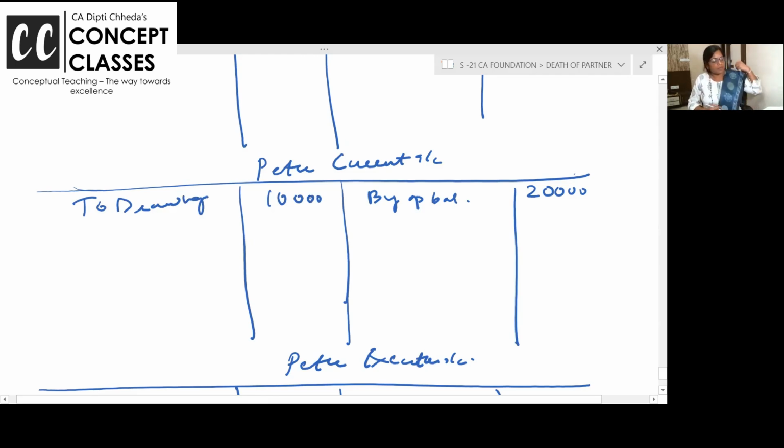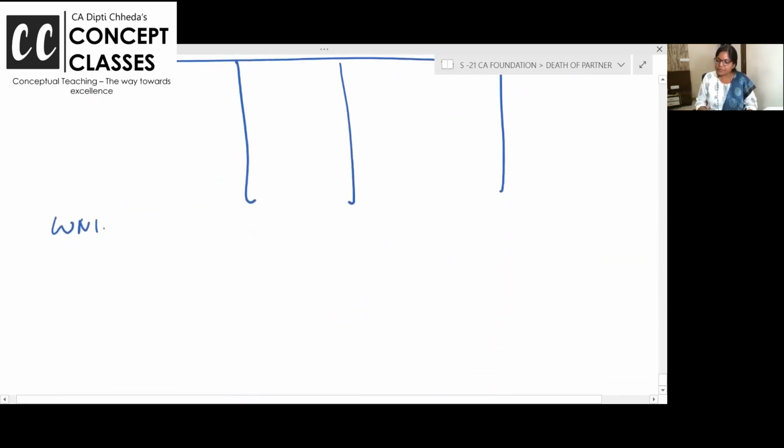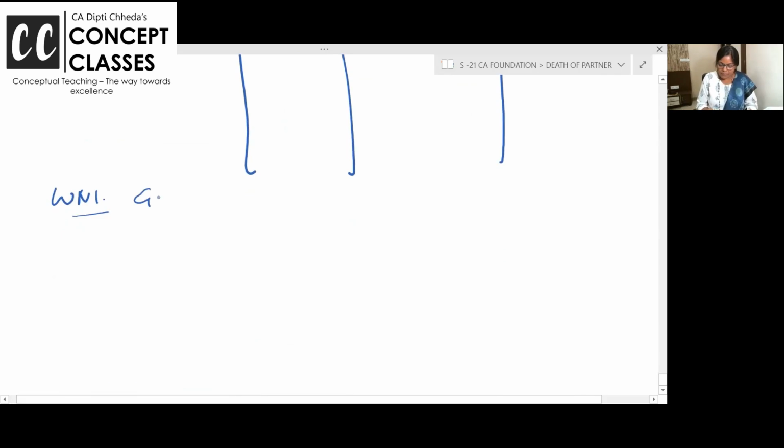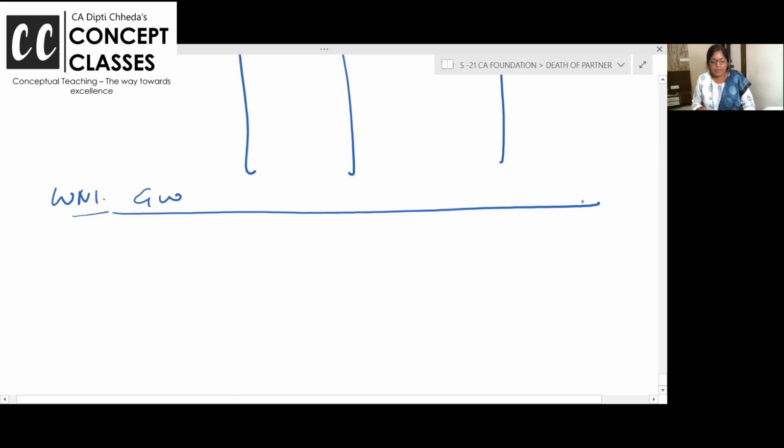Now, all the adjustments we will do one by one. First, we will do the adjustment for goodwill, and for that we have to calculate the 3 years' profit. Let us do. Goodwill. Working note 1, we can make PSR also, no? It's given. PSR ही लिखो पहले, फिर goodwill करेंगे.